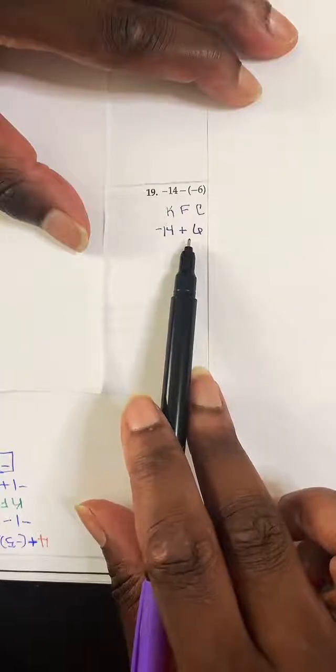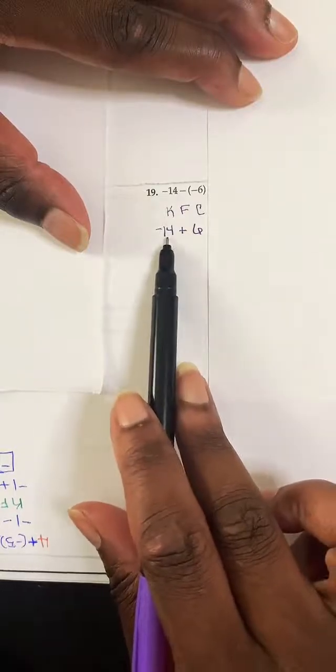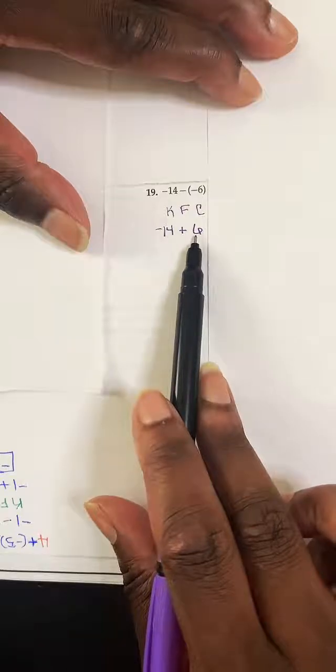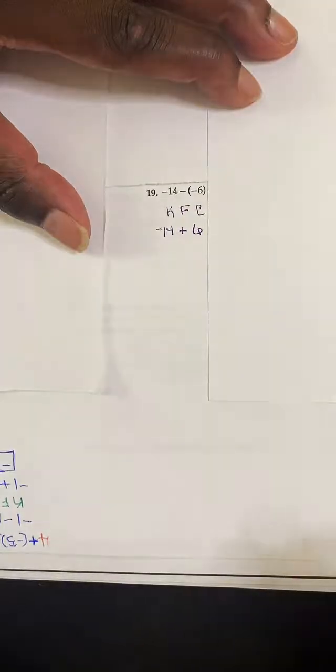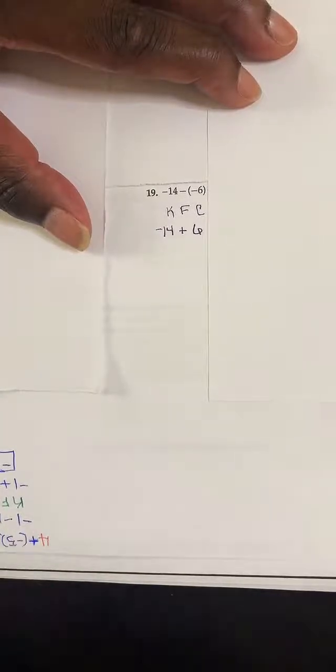Let's think about it. One's negative, one's positive. So that means, thank you so much, I appreciate that so much for my Cash App. Yes, we're getting our goals. We're getting there, close. All right, so negative 14 plus 6. They're opposite. There we go.